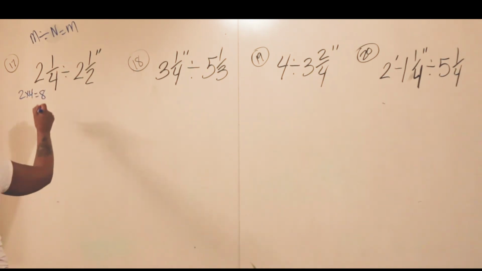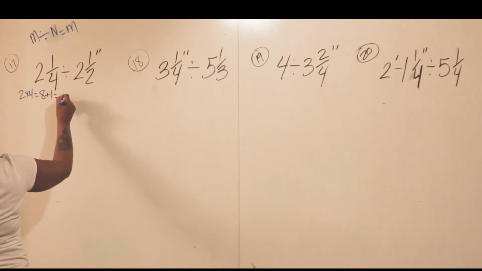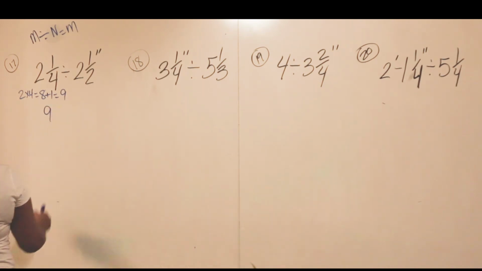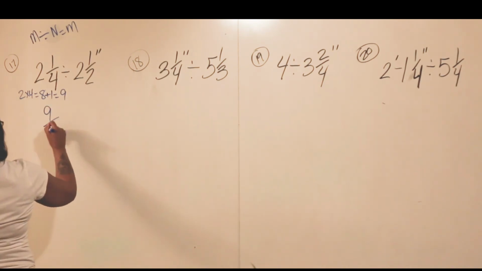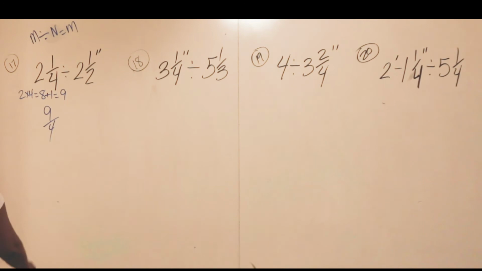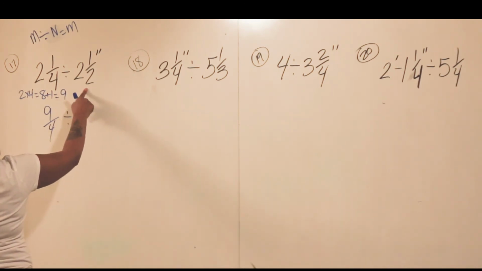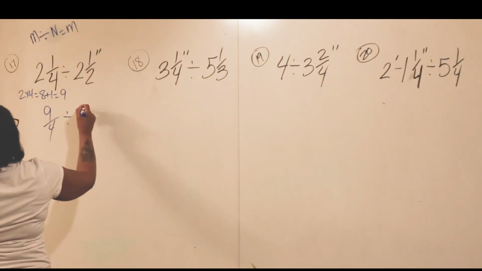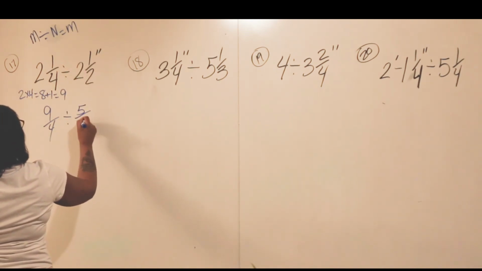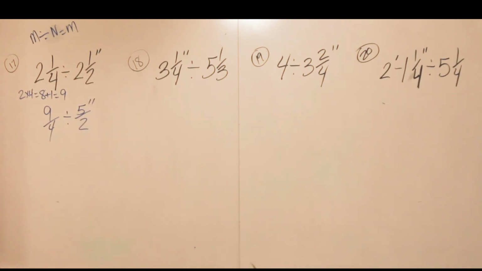Plus 1. 9. What do we do with that 9? Over 4. Over 4, not over 1. Divided by 2 times 2, 4 plus 1 is 5, over 2. Inch marks lie on that second numeric expression.